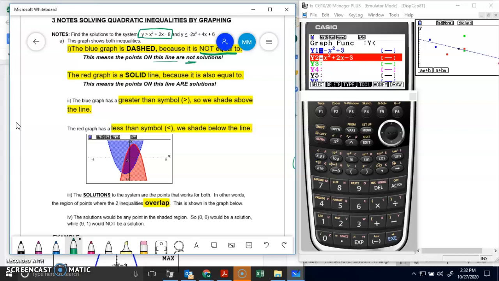Likewise then, the red equation, which is the second one, has a less than or equal to. It is equal to, and because it is equal to, you have a solid line. And notice the red line is solid. That indicates that those points that are on the line will work, as long as they're within the boundary of the region.